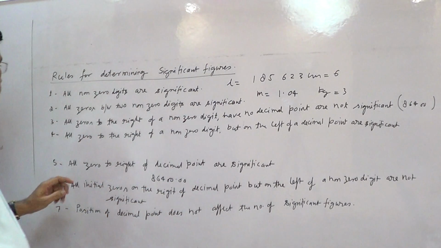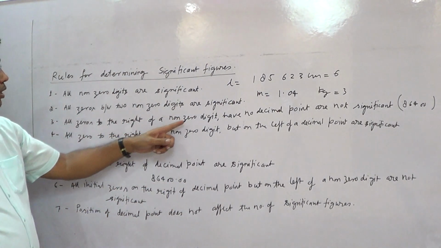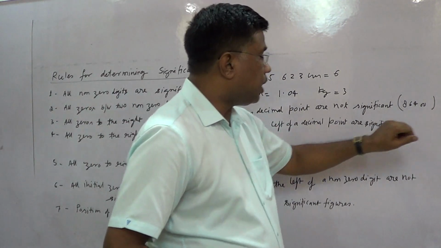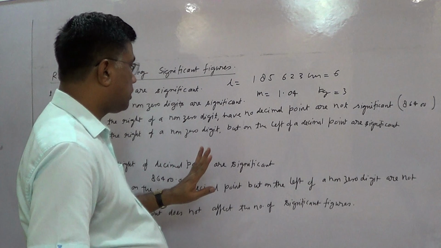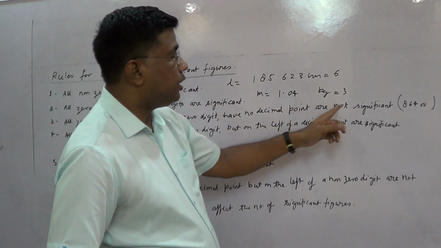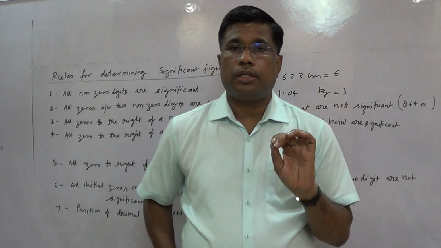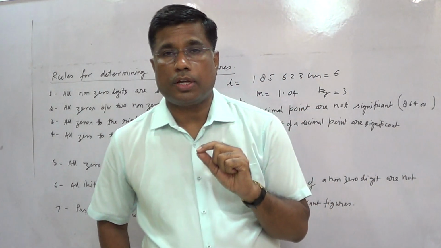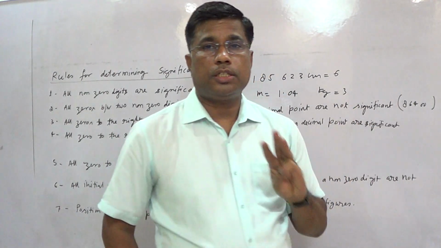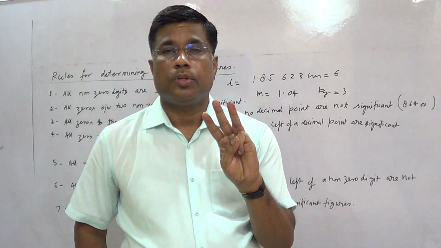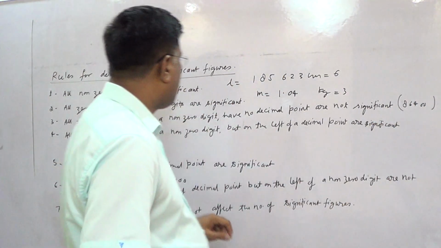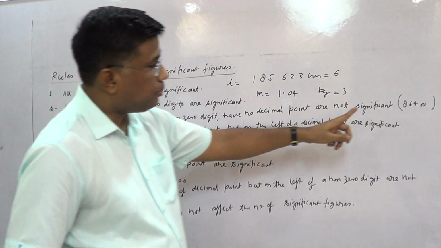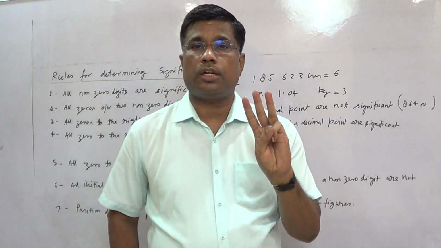Students, listen once more. All zeros to the right of a non-zero digit, with no decimal point, are non-significant. So these two zeros are to the right of the non-zero digit and there is no decimal point, so they are non-significant. According to the first law, all non-zero numbers are significant. So in this measurement, there are only three significant figures.